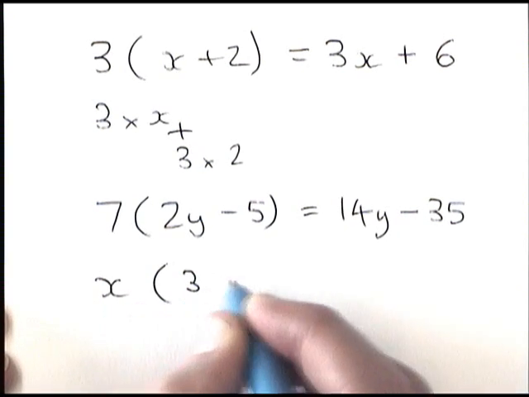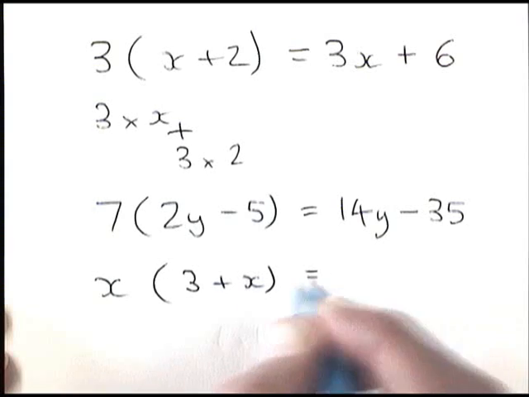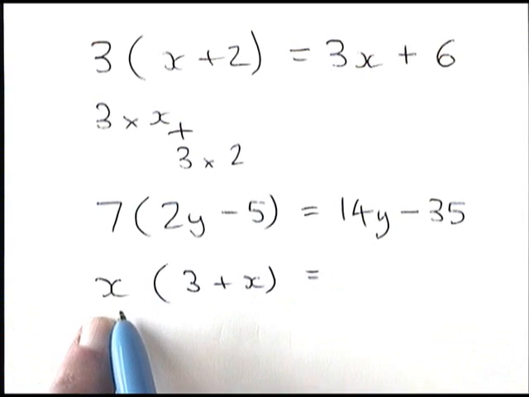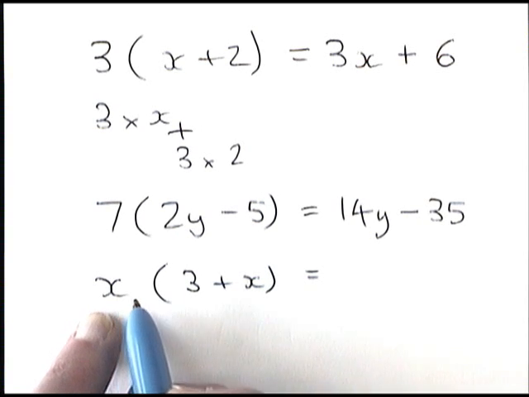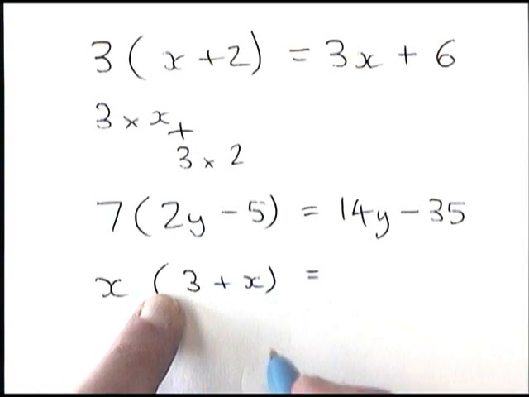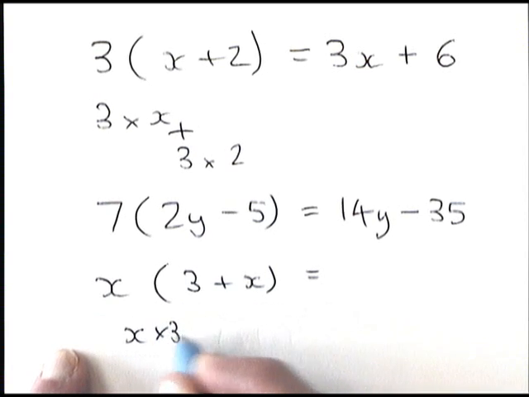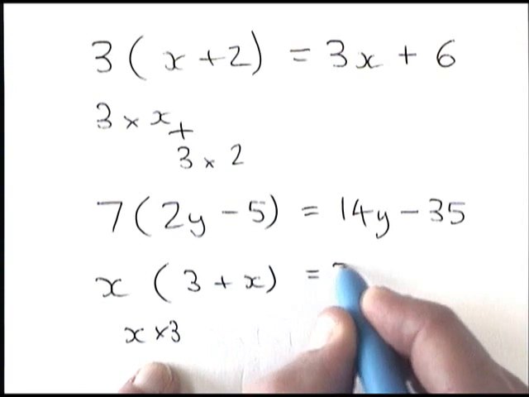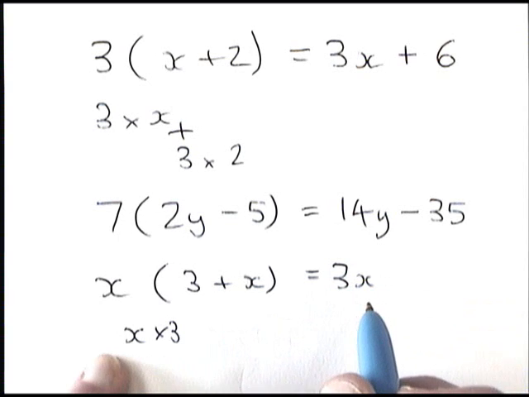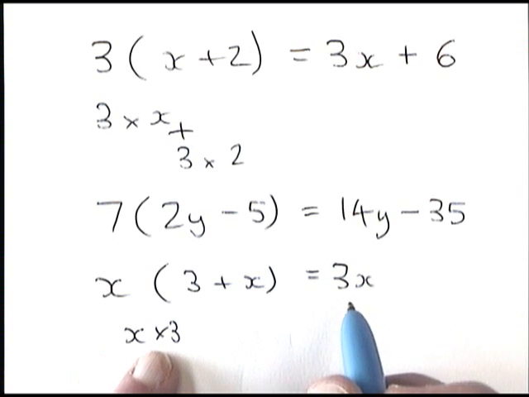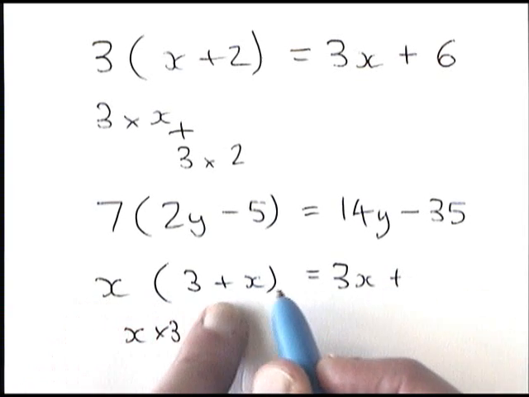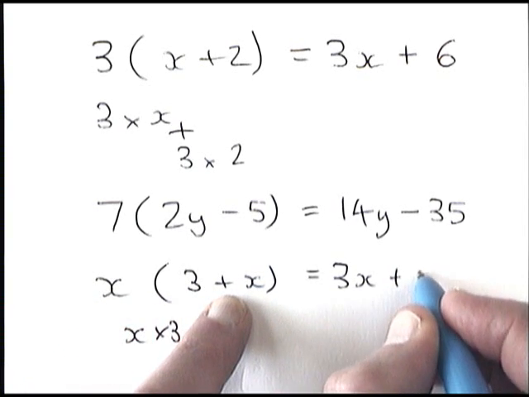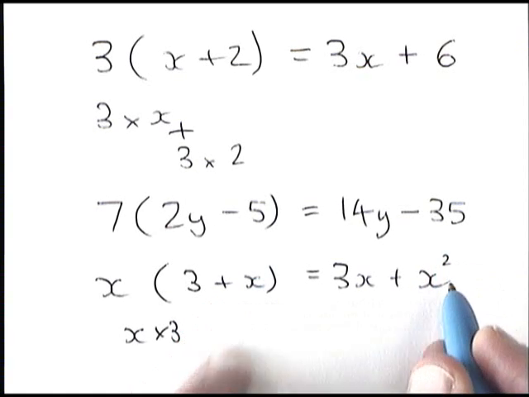x(3 + x). It hasn't got to be a number at the front. Here, this x has to be times by everything in the bracket. So we can do x times by 3. Well, x times by 3, we would normally write that down as 3x, because we usually write the number in front of the letter. We don't bother writing the times sign in. Then the plus sign. Now I've got to do x times by x. x times by x is x squared, x times by itself. So that's what we get for that one.